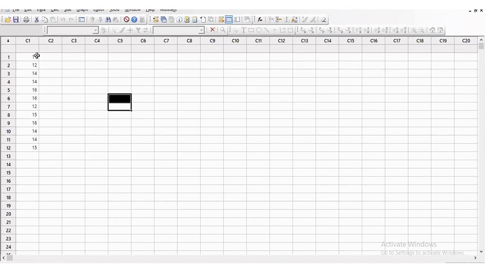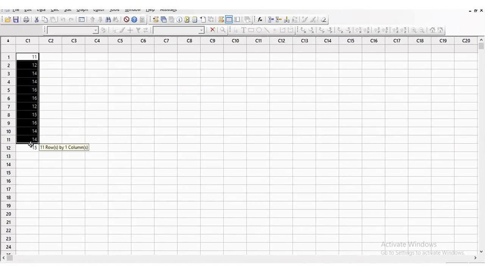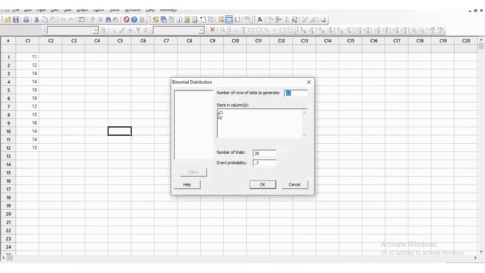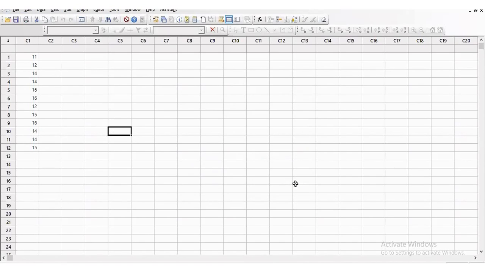Let's say he kept the apples for 12 days. His probability of keeping the apple is very low, like 70%. 70% of the times only he is going to keep the good apples. What is the meaning of this? Out of 20 apples, on an average, how many apples is he going to keep good? 0.7 into 20, only 14 apples.